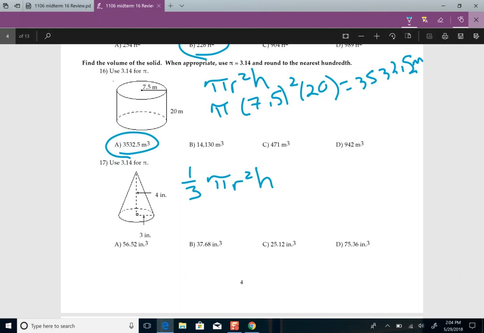All right, so again, 3.14 for pi, so I'm putting in 1/3 pi. This time the radius is given, so it was 3. I'm going to square it, and then the height was 4. All of these are inches, so it'll be inches cubed at the end. So I have 1/3, 3.14, 3 squared, and then 4. I got 37.68, and this was inches cubed.